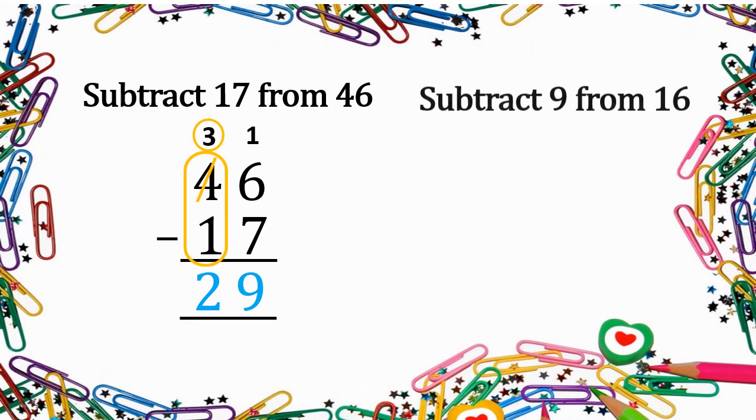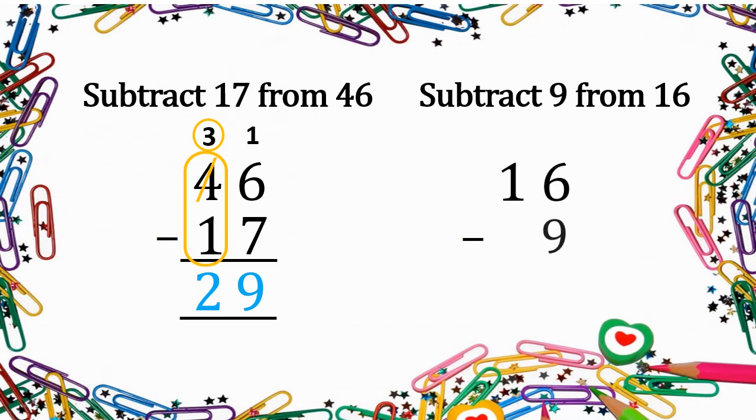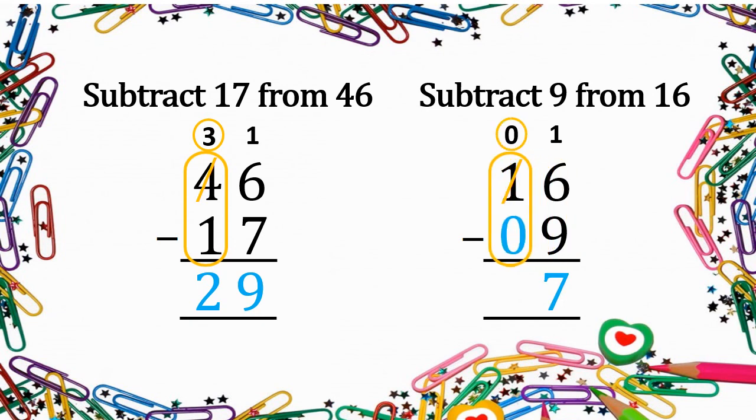Subtract 9 from 16. 16 minus 9 is equal to... As 6 is smaller than 9, we will borrow one from neighbor 1, so it will become 0. And because the borrowed number has a 10's value, 10 plus 6 will become 16, and 16 minus 9 is equal to 7. 0 minus 0 will be 0.